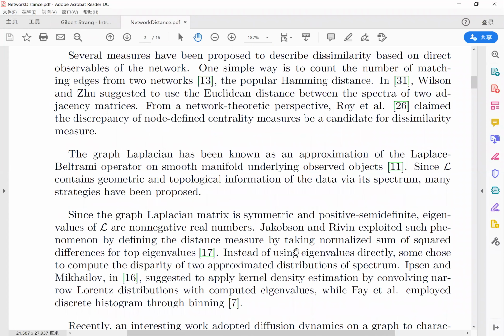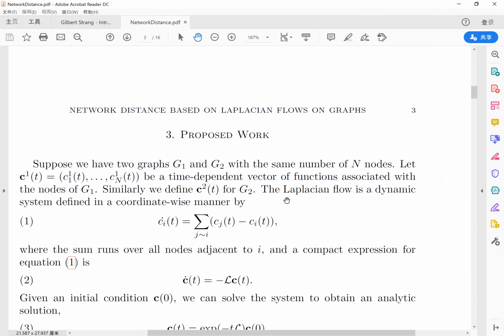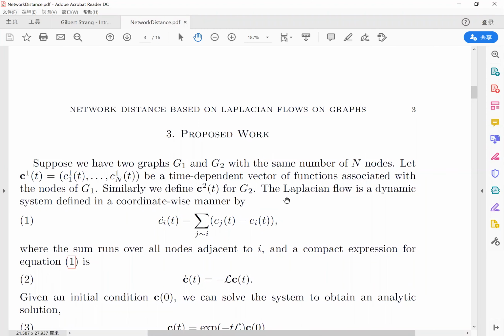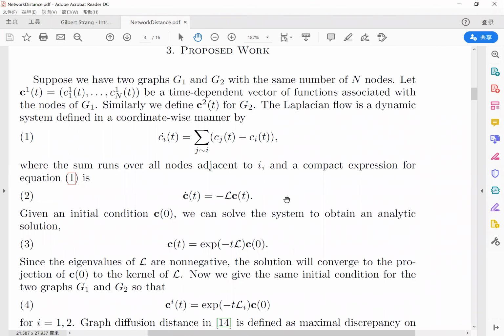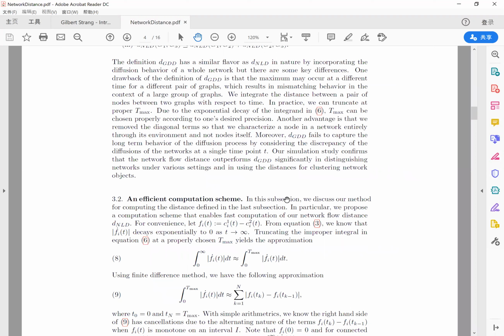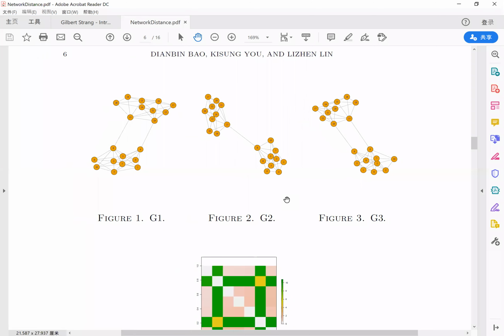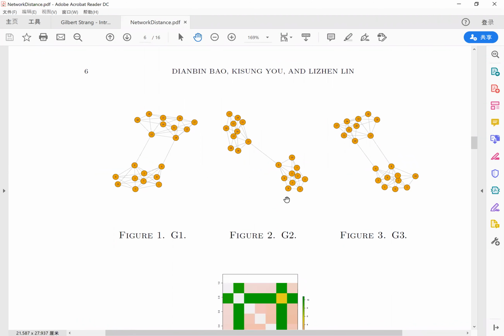The idea of this paper is to define a distance between certain graphs. So we use graphs to mimic objects, and then we use the graph distance between two graphs to define the distance of two objects. So here the object is a graph. Let me explain the idea. You see the three graphs, G1, G2, G3. We have three graphs.